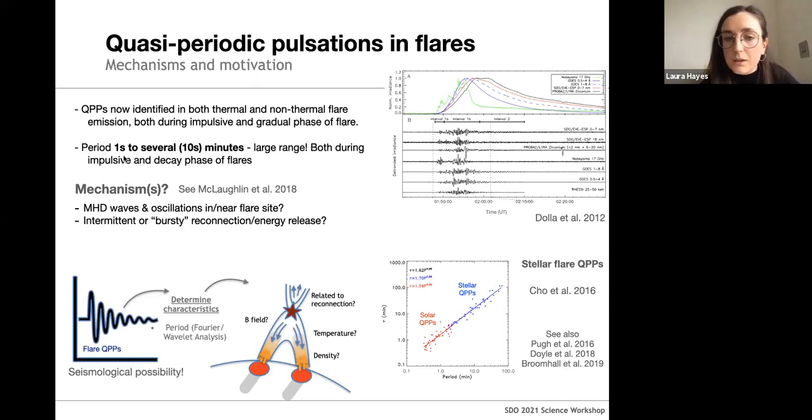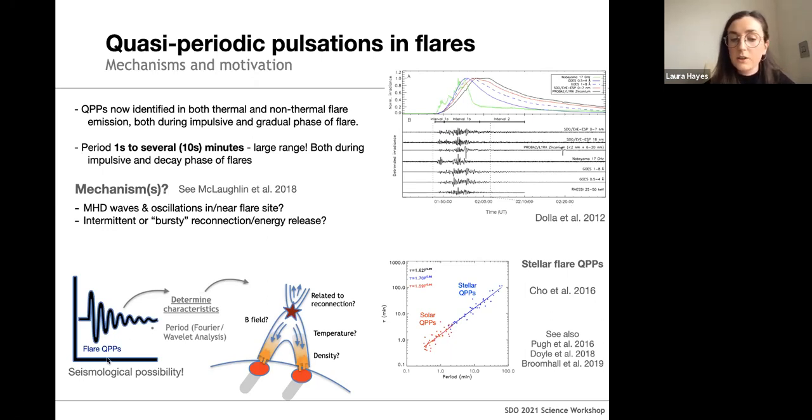The timescales that we see overlap with predicted MHD waves and oscillations that we would expect in the solar corona, and that's a really nice mechanism to produce these things, and in that way we can do coronal seismology. But again, because they are so multi-wavelength, perhaps it is a signature of intermittent bursty reconnection or energy release. And we're interested in studying these for several different reasons. You can't have a solar flare model without being able to explain these pulsations.